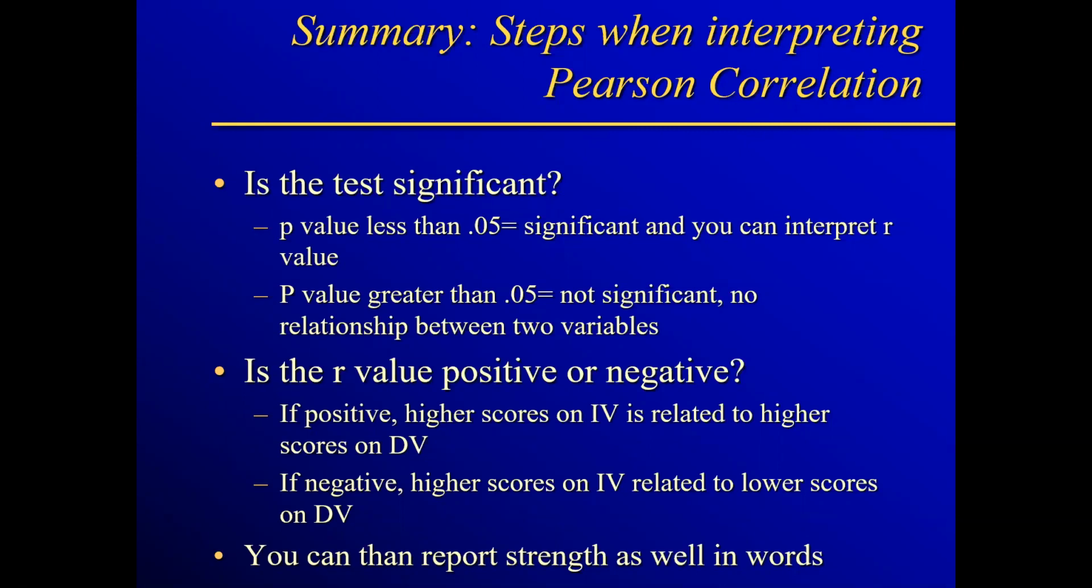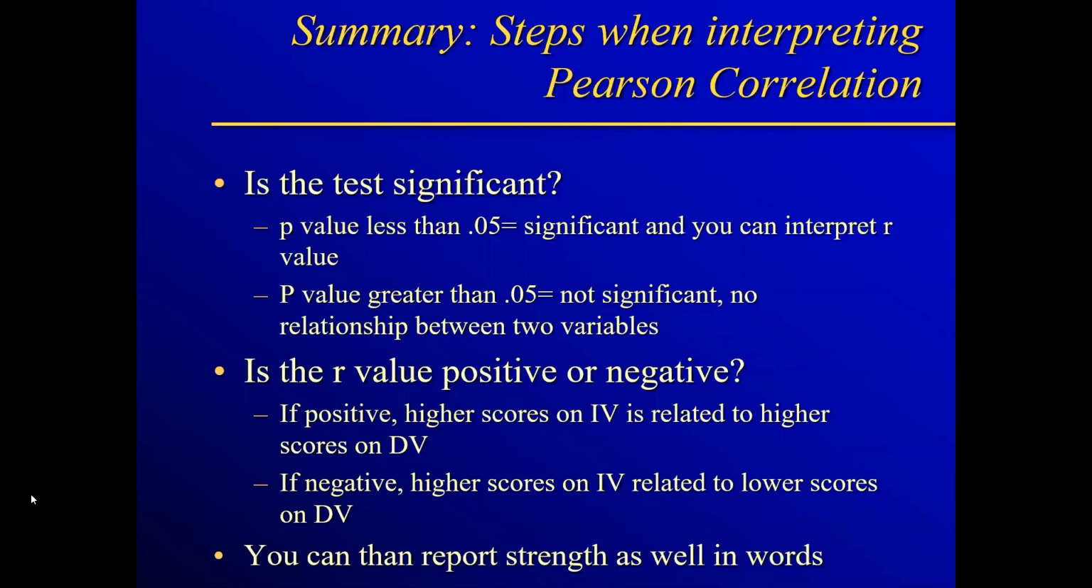So there are some things you need to do then. Is the test significant? Once again, we just look at the p-value. If the p-value is less than 0.05, it means it is significant, and you can interpret the correlation. If the p-value is greater than 0.05, not significant. A few people got hung up on that on the exam. Do make sure you know that, because that logic is applied to every statistical test you'll ever learn. P-value less than 0.05 significant, greater than 0.05 not significant.